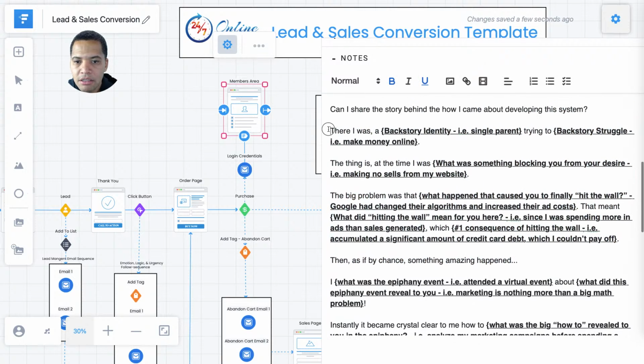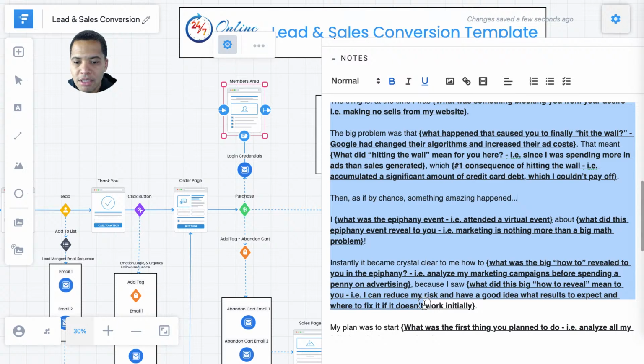Probably gonna hit a lot of this. Be honest with you, I'm looking through. I'm gonna hit a lot of this in probably one take.